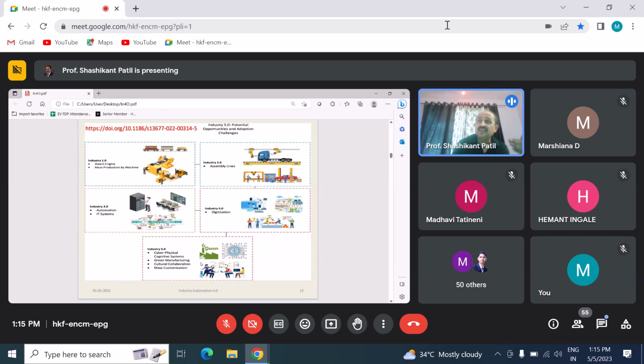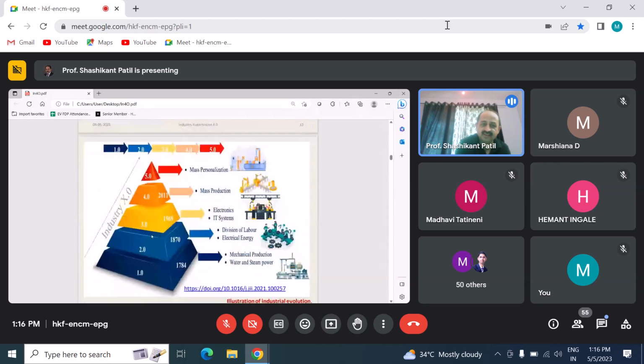Green manufacturing, or the green concept, will be more popularized so that we can preserve our planet Earth, Mother Nature, and our ecosystems. Cultural collaboration will be there, human being and personal touch will be there, human being will be at the center, and mass customization. You will have personalized devices, customized as per your need. That is the focus of industry 5.0. This was taken from one of the literatures.